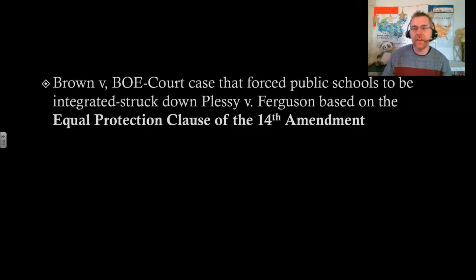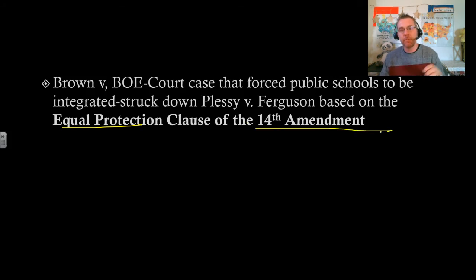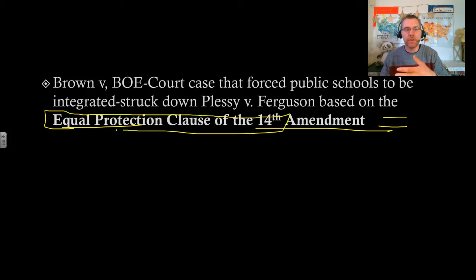All right, Brown versus Board of Education, probably the most famous court case, an extremely significant landmark Supreme Court case, is going to overturn Plessy versus Ferguson. It's based on the Equal Protection Clause of the 14th Amendment, which basically says that all civil rights cases, by the way, fall under the Equal Protection Clause. The idea that citizens must be treated equally and that you can't discriminate against them. So we'll talk a lot more about that because this is civil rights case 101 right here.